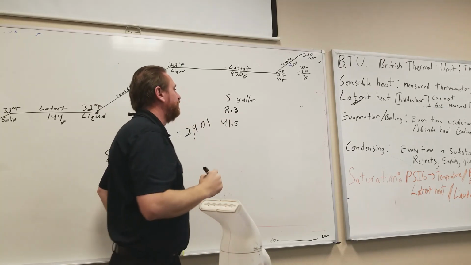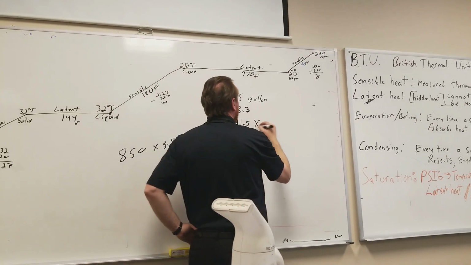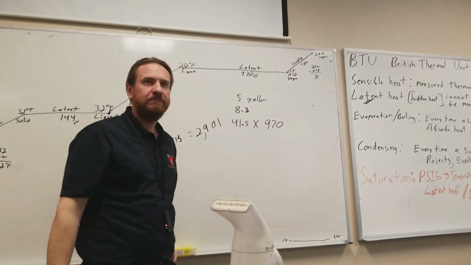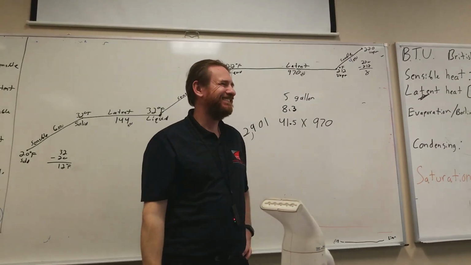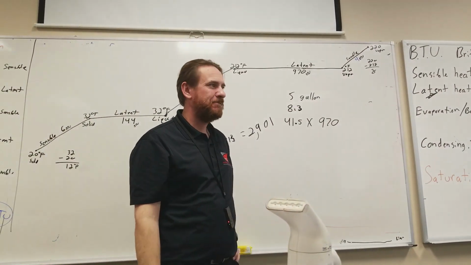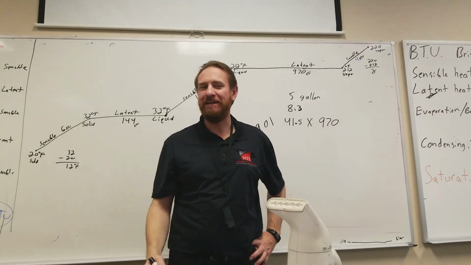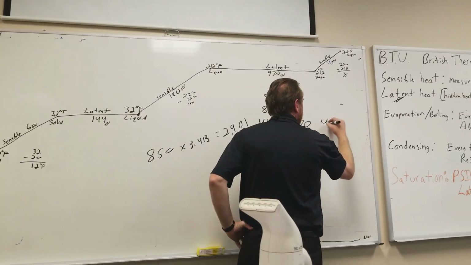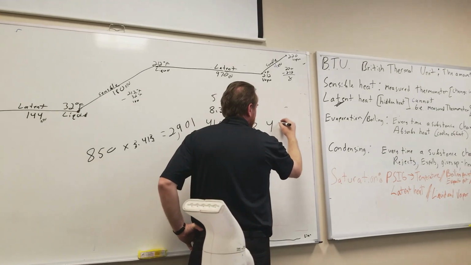41.5 times 970. Pull up the machine for that one. A little bit less than 3 zeros, that's good. So you guys have calculators. I'm not making you do manual math. I'm not making you learn the formulas here. 40,255.